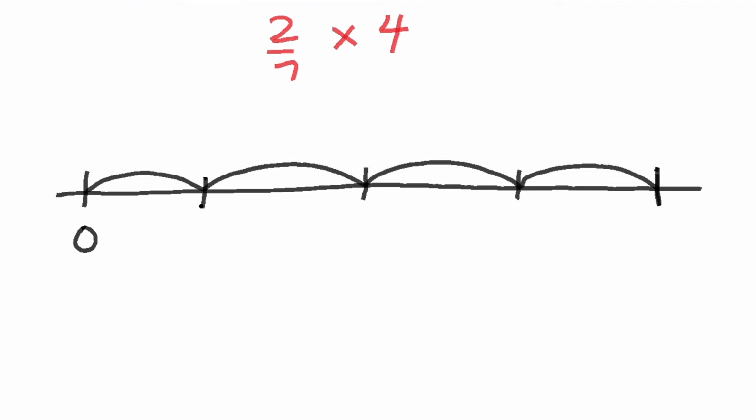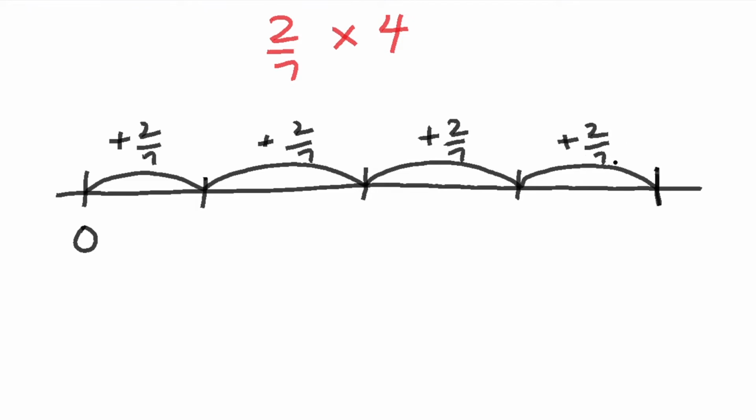And then each time we skip count, we are going to be skip counting by 2/7. So I like to put that on my number line as well as a reminder so that I can keep my numbers orderly and keep track of them.